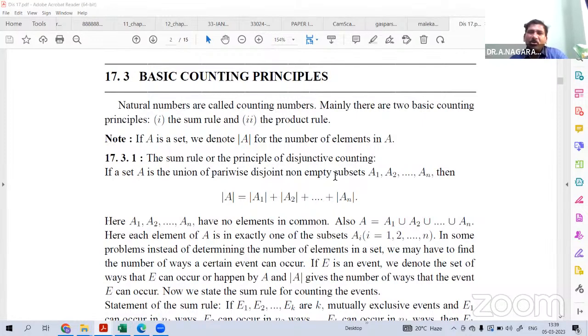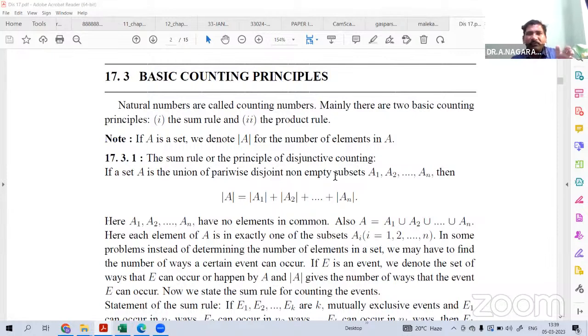Mainly, there are two basic counting principles: one is the sum rule, another is the product rule. What is the sum rule? Suppose I have distinct elements. For example, one is a dancer group and another is a singer group. I am selecting two groups, and they are distinct: no singer is available in the dancer team and no dancer is in the singer team. The two are distinct elements.